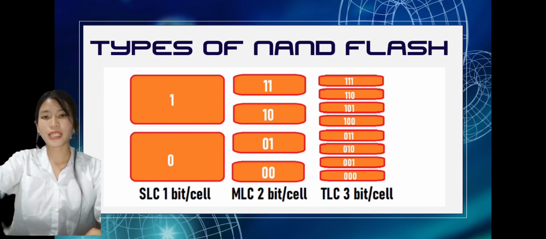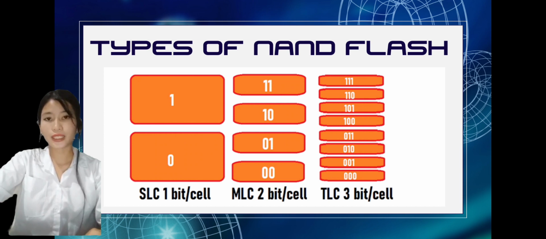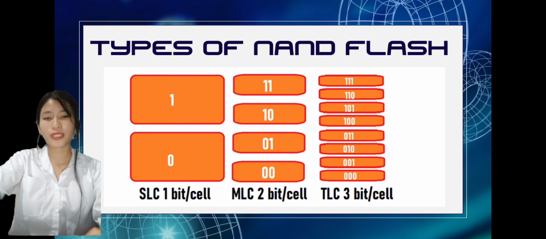And the third is the TLC 3-bit cell, or triple level cell. In TLC, each memory cell stores 3 bits of information. The threshold voltage is now compared against 7 levels, for a total of 8 voltage bands.